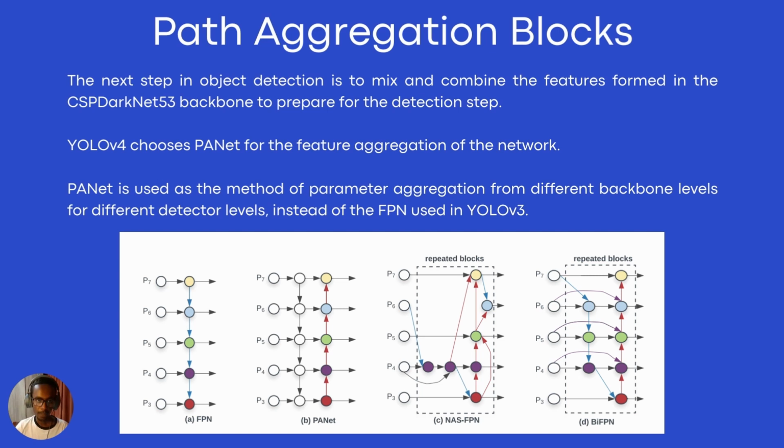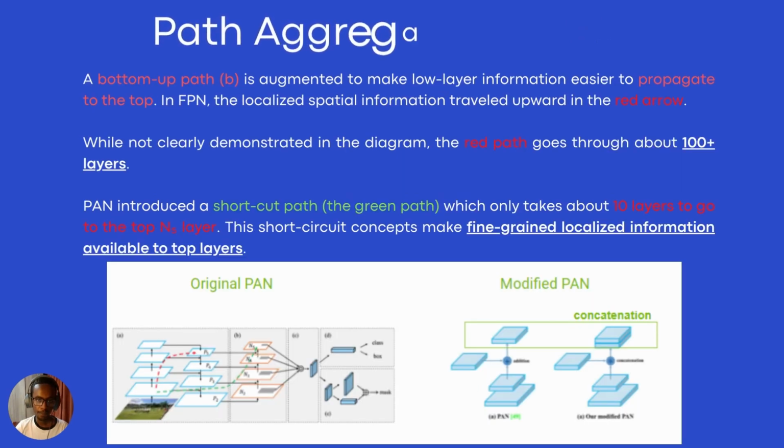And PANet is used as a method of parameter aggregation from different backbone levels, from different detection levels, instead of the FPN for YOLOv3. So when we talked about the structure of YOLO, we have already introduced the path aggregation blocks. So the bottom-up path that we have seen from the original PAN is augmented to make the low-layer information easier to propagate to the top.